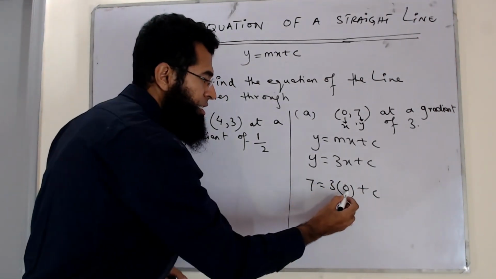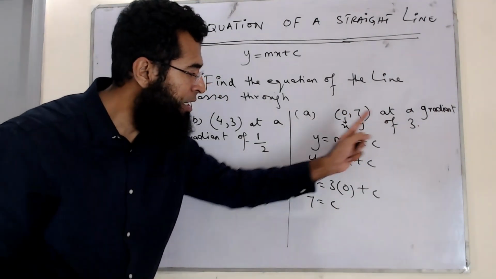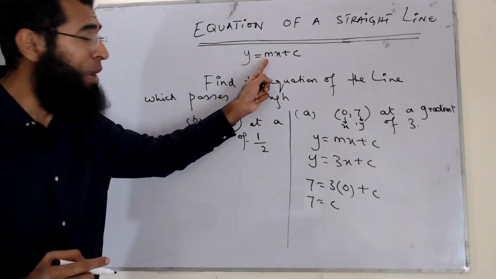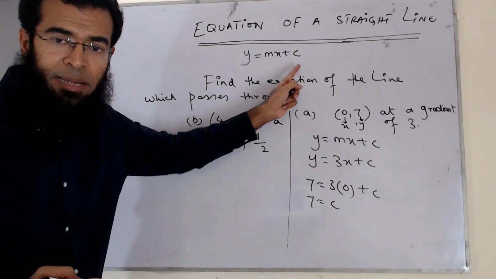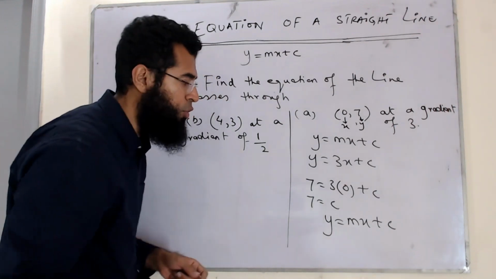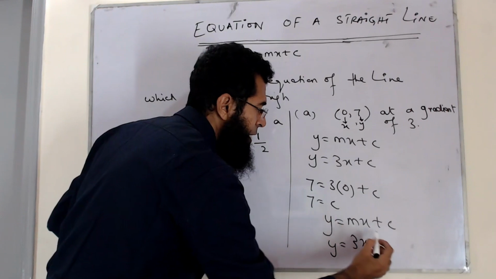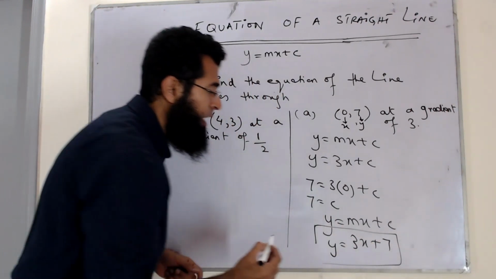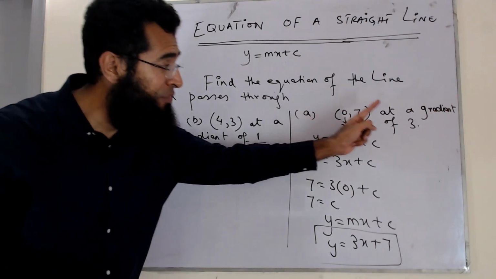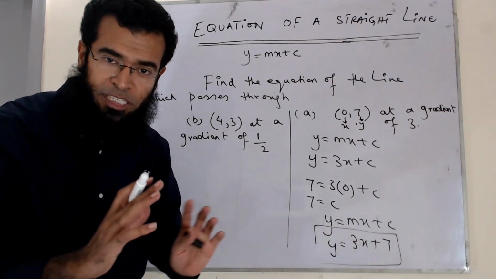So, what is the value of c? Let's evaluate. 0 multiplied by anything is 0. So, c is 7. So, you've got the gradient, you've got the y-intercept, that completes your equation. Just plug in the value of the gradient and the y-intercept. So, let's see what the final equation will become. y is equal to 3x plus 7. So, the equation of the line which passes through point 0,7 having a gradient of 3 is y is equal to 3x plus 7. I hope this is pretty simple.